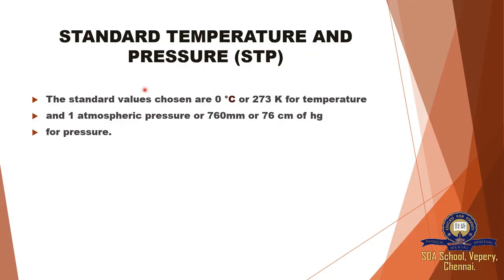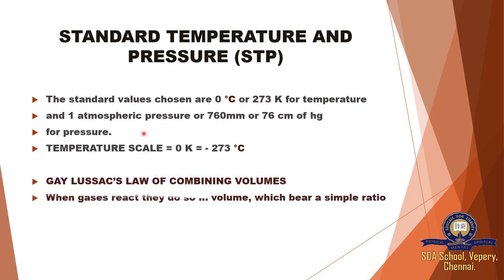Standard temperature and pressure, STP. The standard values chosen are 0 degree Celsius, or else on the Kelvin scale 273 Kelvin for temperature, and 1 atmospheric pressure. It is equal to 760 millimeter or 76 centimeter of Hg, that is the mercury scale to measure pressure, that is barometer. On the temperature scale, 0 degree Kelvin is equal to minus 273 degrees Celsius. So this is the condition of STP: 0 degree Celsius, 1 atmospheric pressure.